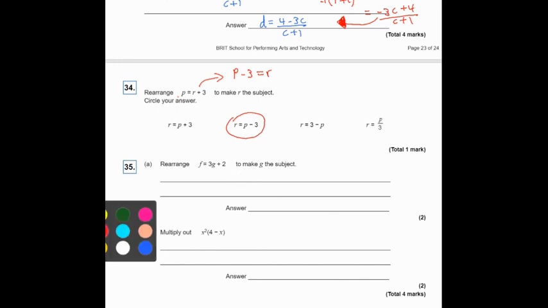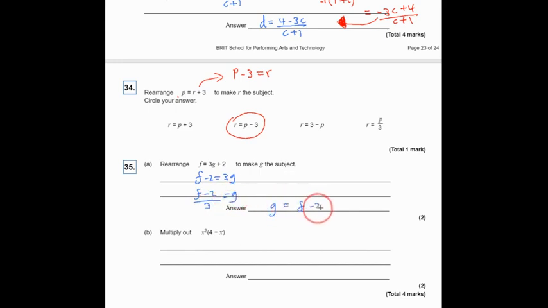Here we want to rearrange to make G the subject. So if we take away 2 from both sides, we get F minus 2 equals 3G. And then dividing both sides by 3, because it's times, gives us F minus 2, all divided by 3, equals G. So G equals F minus 2 over 3.